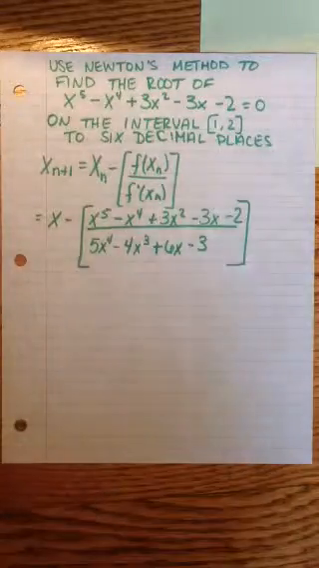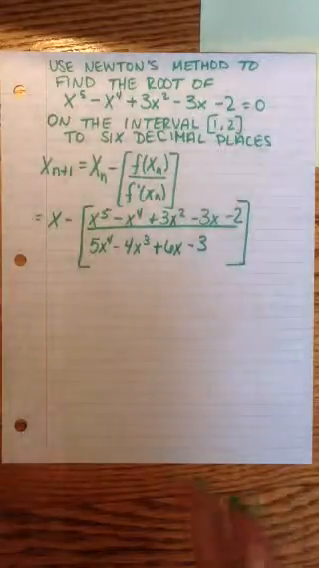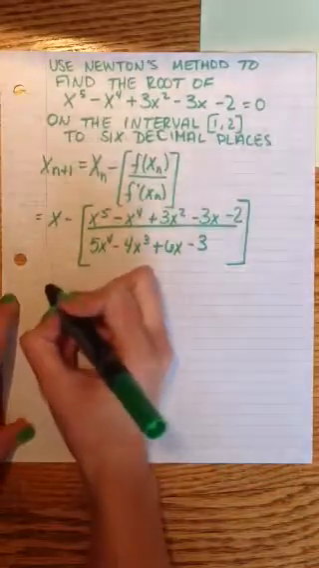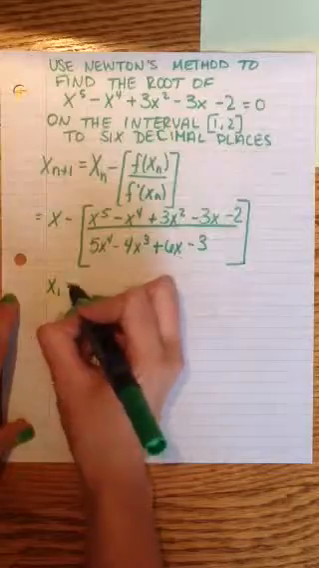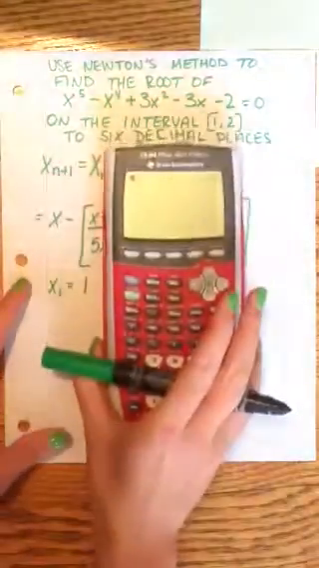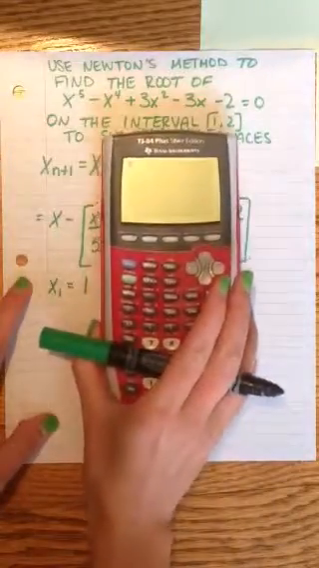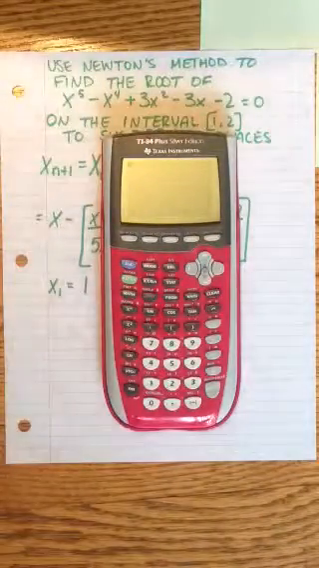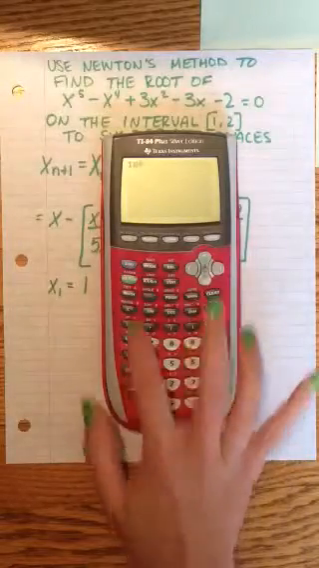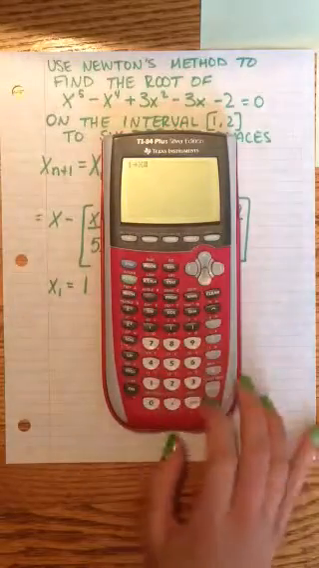So now we have to pick an x1 value. So we can just pick 1 because that's in our interval. So x1, that's our first guess. So x1 equals 1. Now, to do this on the calculator, what I'm going to do is store 1 as x. So I store 1 as x.